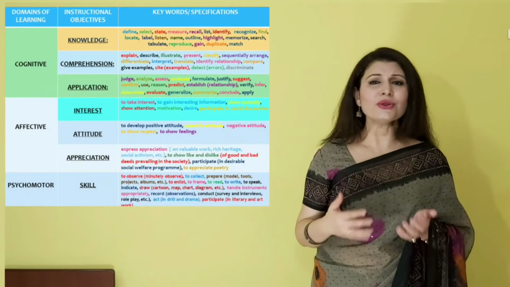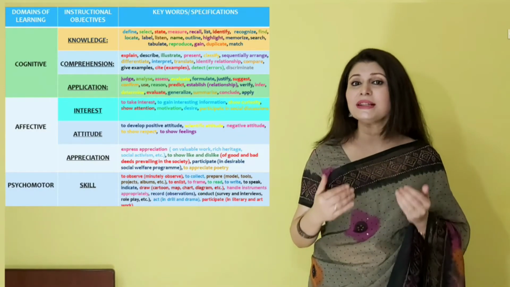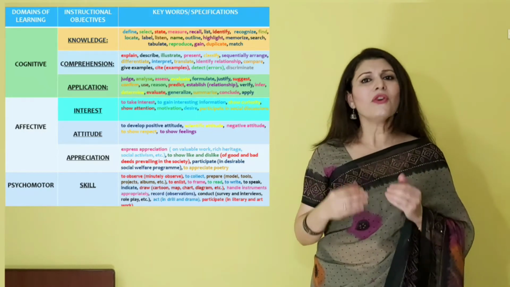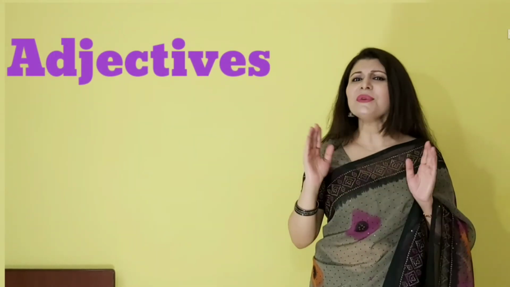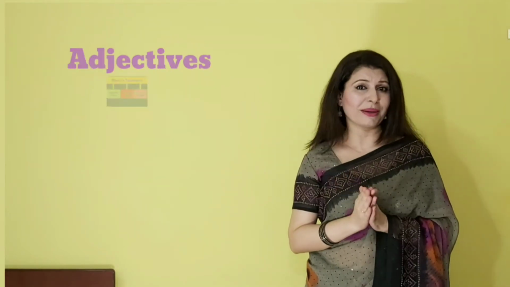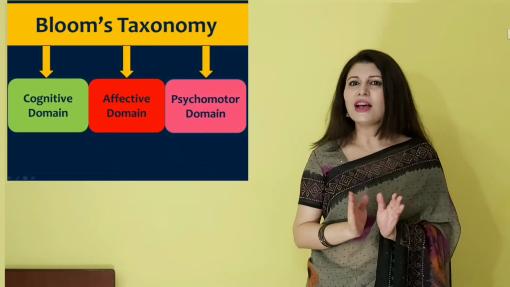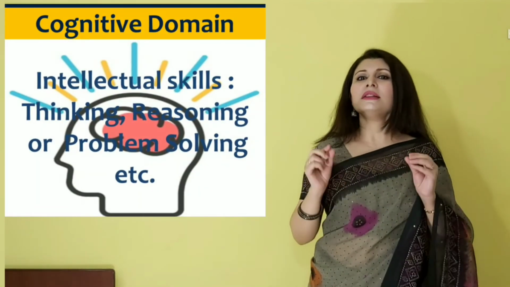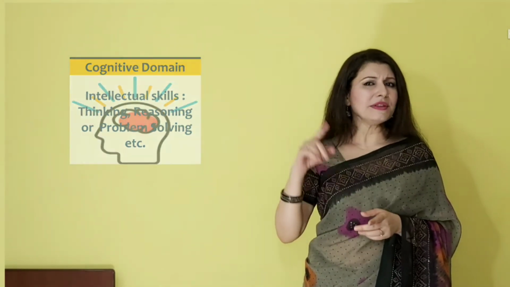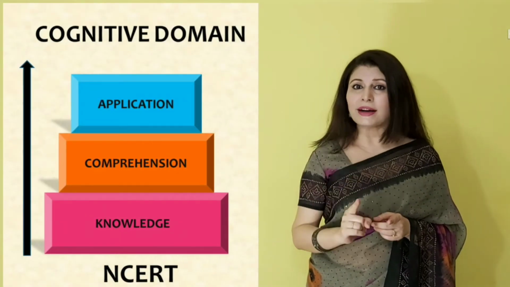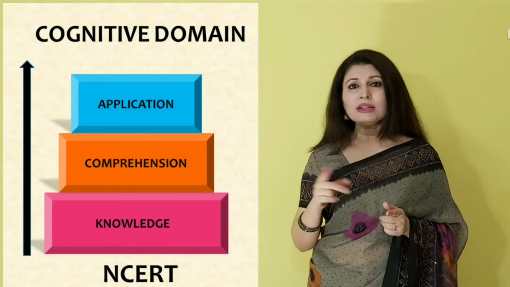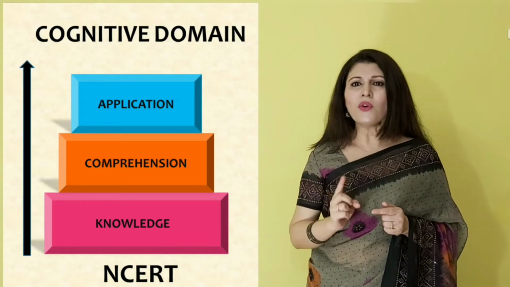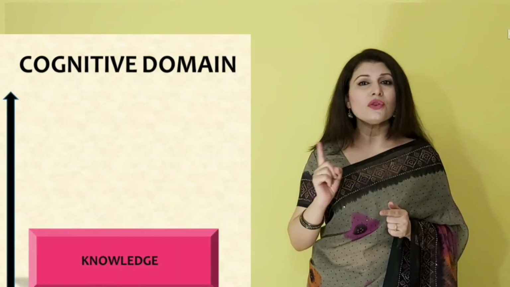Now let's learn how to write specific objectives by using these action words. First of all, let's choose some topic. I'll take adjective as a topic to teach students. So let me first set the objectives of teaching this topic. Since there are 3 domains of learning, first let's frame the objectives of the cognitive domain. As we already know, according to NCERT, the instructional objectives would be framed at 3 levels, which are knowledge, comprehension, and application. So first of all, let us set objectives of knowledge level.